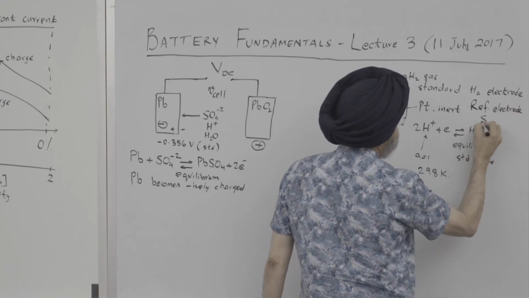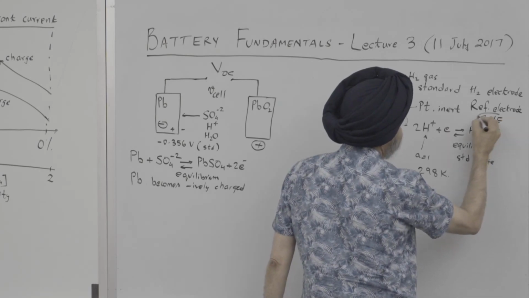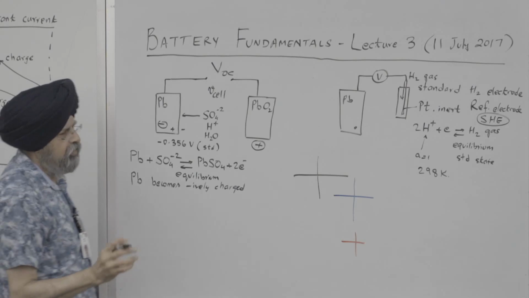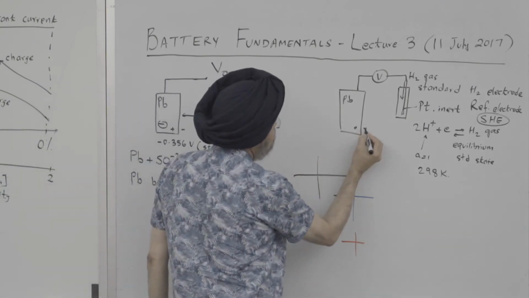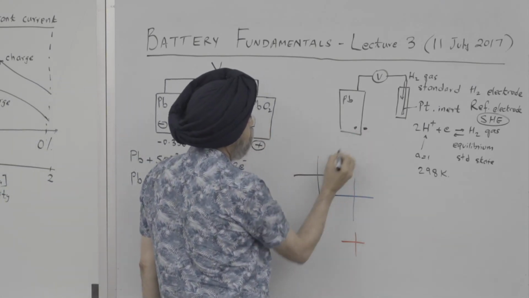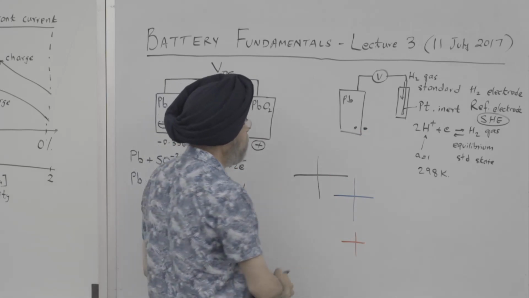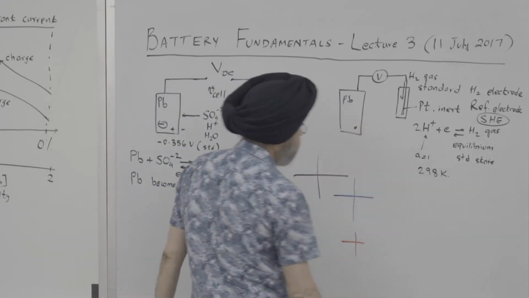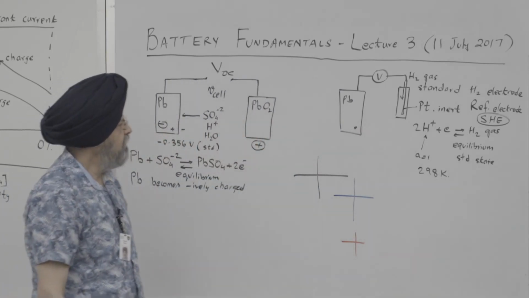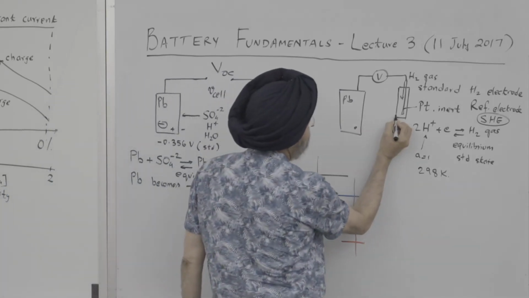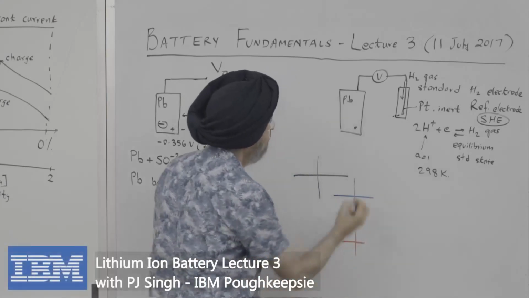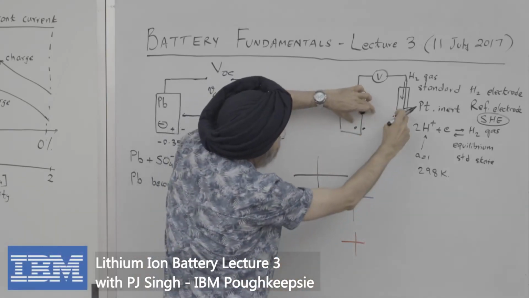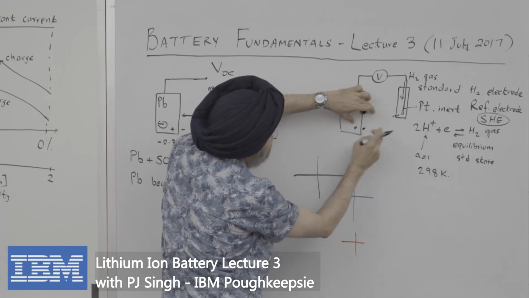So we call it standard hydrogen electrode. We cannot measure the voltage between the metal and the liquid. We can measure the voltage between the metal and a reference electrode. But what about the voltage between here and here? We want to measure this voltage. We can't do it, so we measure the voltage from the platinum to the metal.